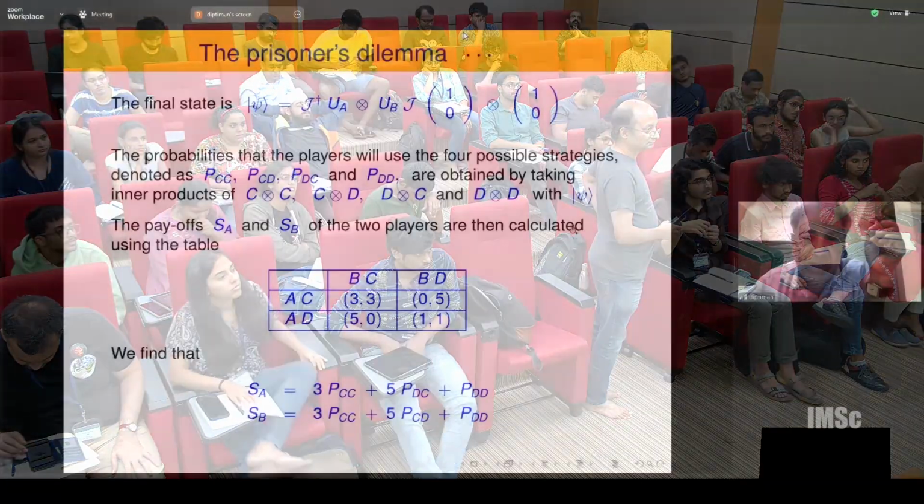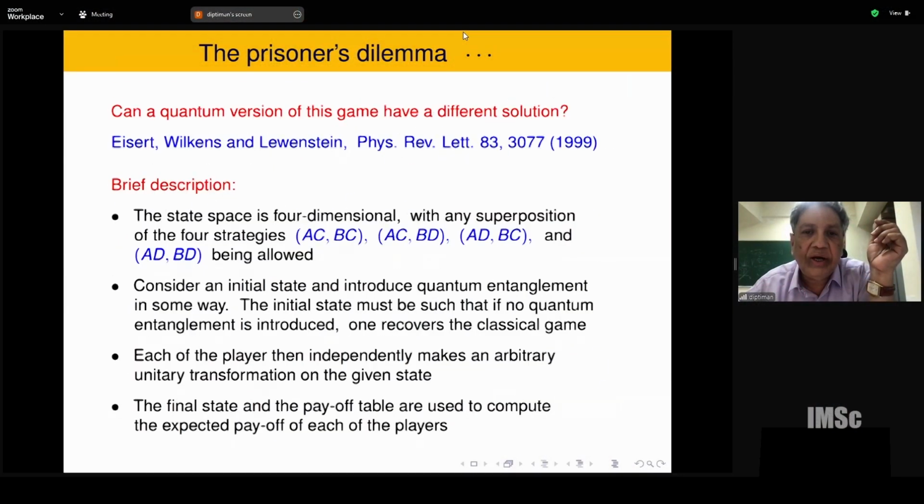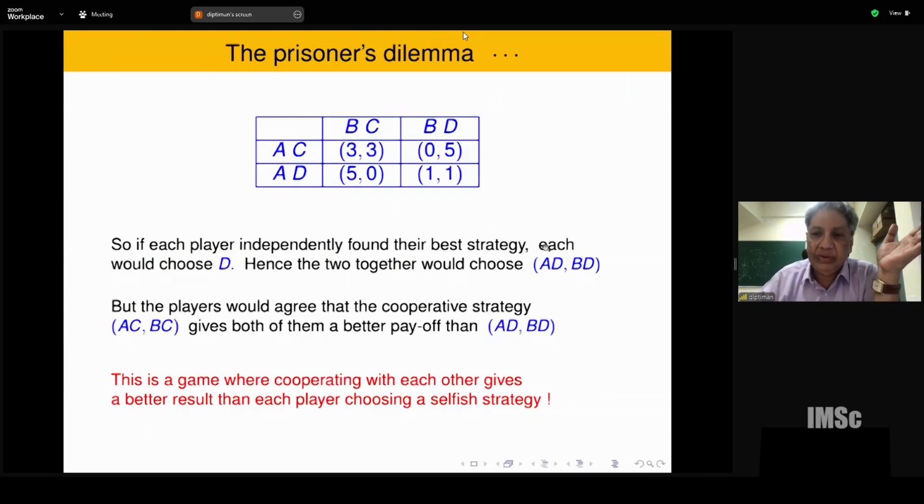So in the first, am I audible? Yes. In the first quantum game that you had mentioned, what exactly is meant by an error correction code? Oh, error, okay. So the idea is very simple. An error correction code is that you want to transmit a signal from, let's say, point A to point B. Okay. And let me go back to that slide actually.